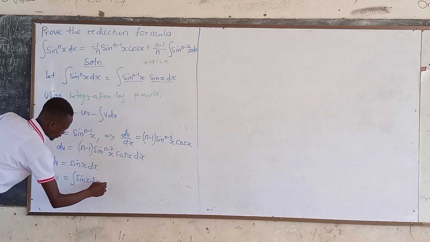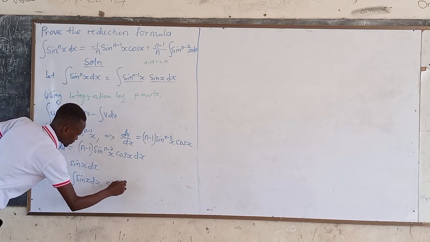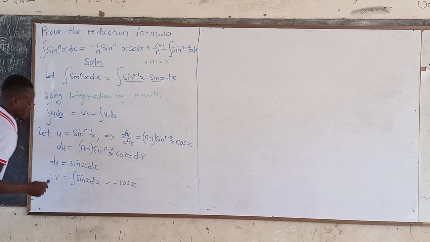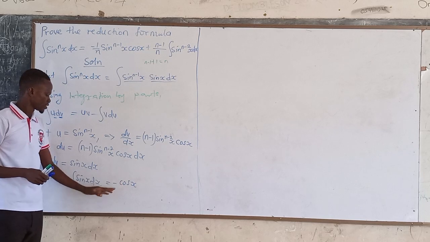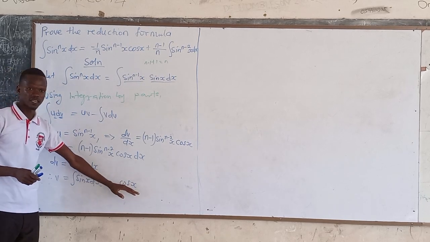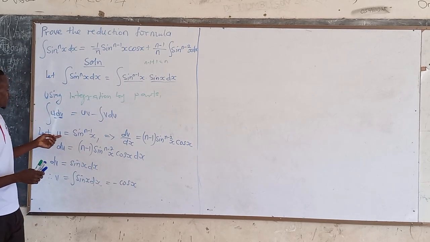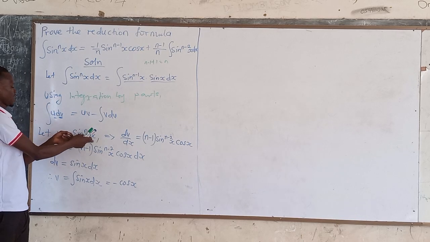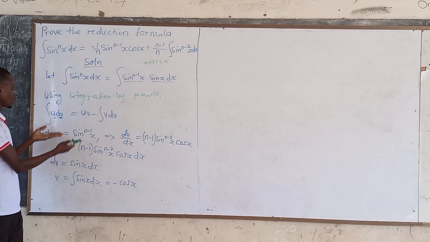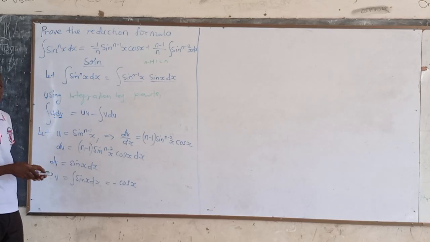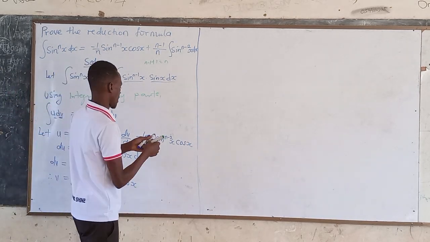And so this one will give us negative cos x. So finally, we have v as negative cos x, and we have u as sine x raised to the power n minus 1. So we put them into the integration by parts formula.